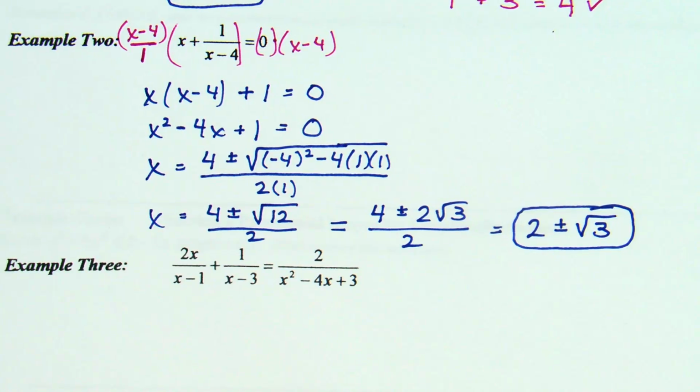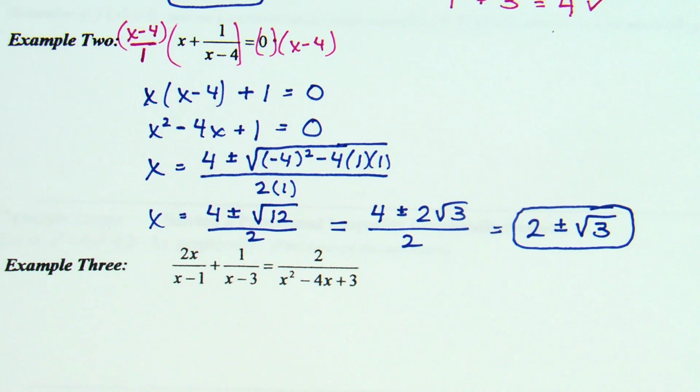Thoughts about checking this one? She'd rather not. I don't blame her. How do we normally check an equation? You plug it back in, yes? And I don't blame you for not wanting to plug in 2 plus square root of 3 and then 2 minus square root of 3. Okay. We're going to talk about a different way to check.